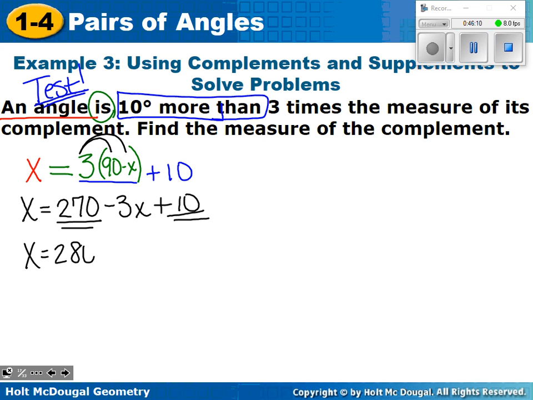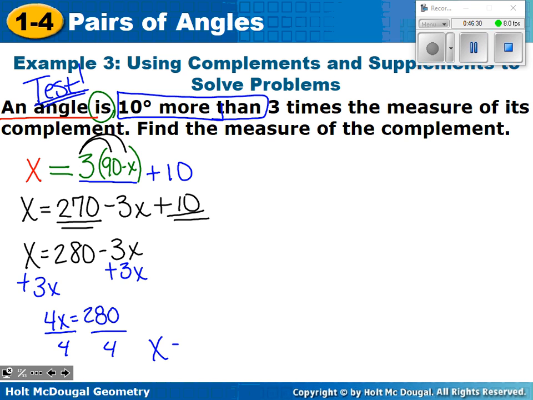Good, so perfect. We have 280, and now we're going to add the 3x to the other side. And now we have 4x equals 280. And divide by 4. So what is x? 70, because 4 goes into 28 7 times, and then we still have a 0 here, so 70.